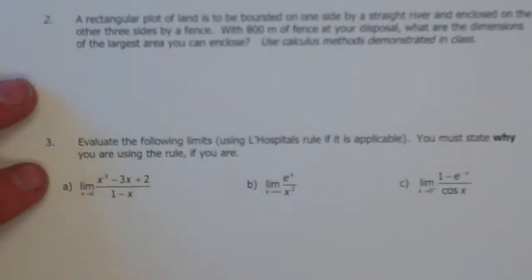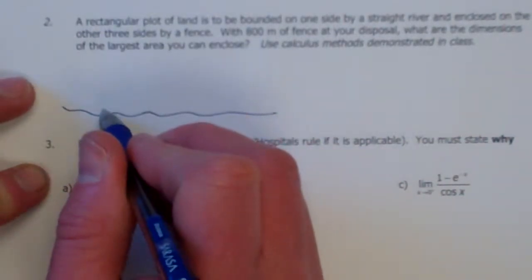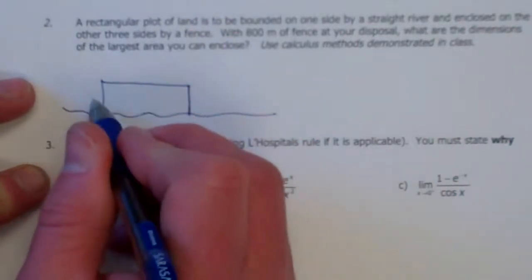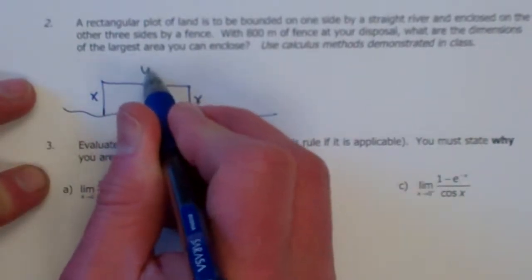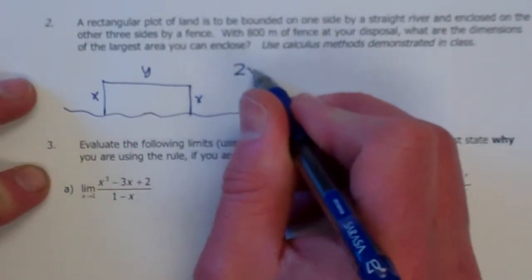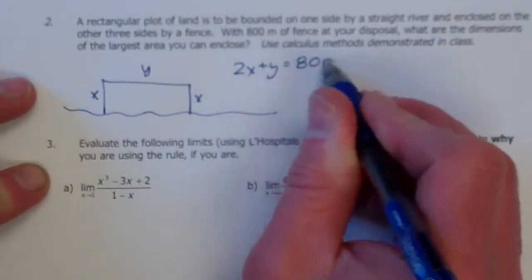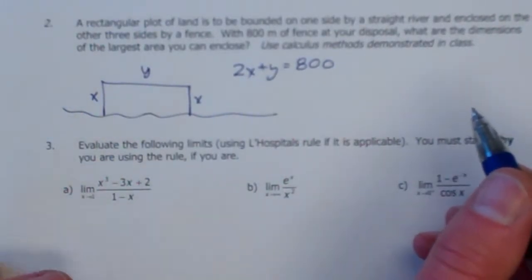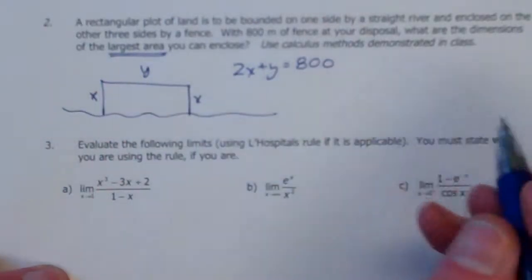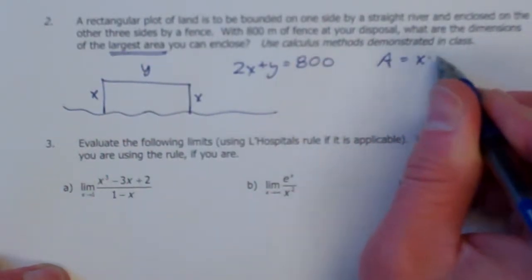The next two: a rectangular plot of land to be bounded on one side by a straight river, so there's our river. Here's a rectangular plot of land. That's going to be X, that's going to be X, that will be Y. We know we have 800 meters of fencing, so 2 X's, this side and that side, plus Y equals 800. We also know that we're trying to get the largest area. Well, the area is length times width, so area is equal to X times Y.